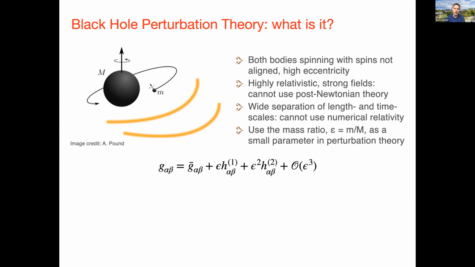But what we can do is think about this metric as having a formal expansion in powers of this perturbation parameter epsilon, which, if we choose epsilon to be the ratio of the mass of the small black hole to the big one, will be a small parameter. Then we can try and write down equations for this G bar, this background solution of the Einstein equations, and this H1 and H2. And we could keep going as long as we have stamina for.